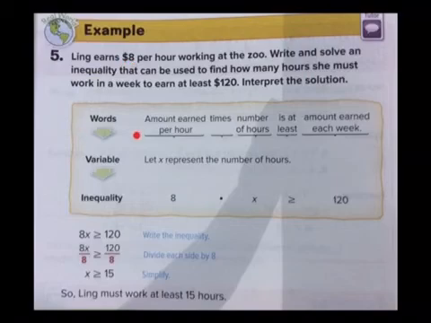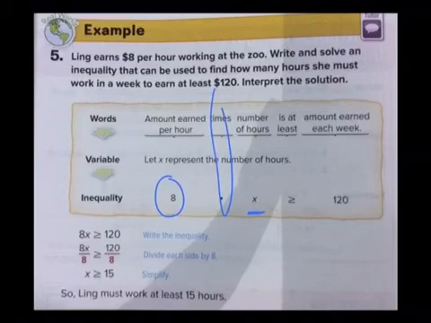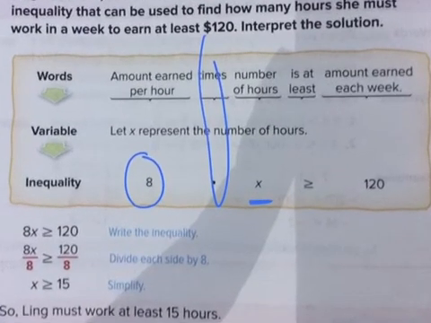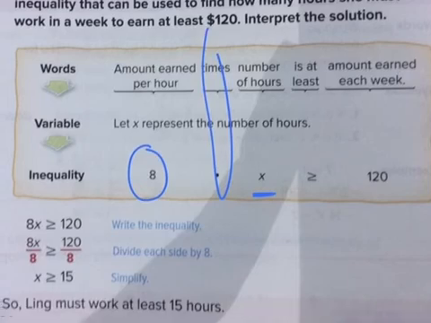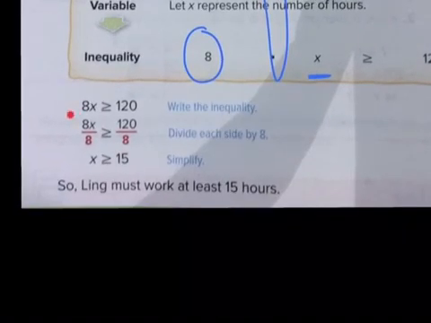So our inequality, amount earned, is what we're going to enter first. There it is, our amount earned. Okay, $8 times number of hours, we don't know, it's x. So it's 8x has to be greater than or equal to 120, because we said at least $120. So $8 per hour times the number of hours has to be at least or equal to 120, okay? Greater than or equal to.